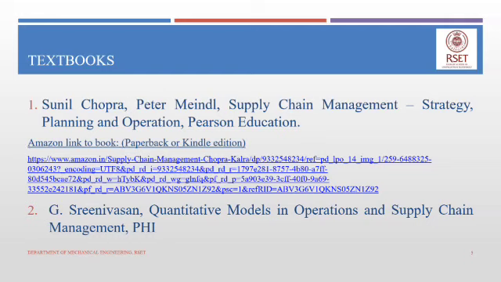The second textbook that is prescribed is Quantitative Models in Operations and Supply Chain Management, published by Prentice Hall India, and it is authored by G. Srinivasan. As I told you, the first textbook is the one that I majorly use for the lectures that I'll be preparing for this particular course. There are other reference materials also listed out in the syllabus of this particular course. You may refer to those for further reading.